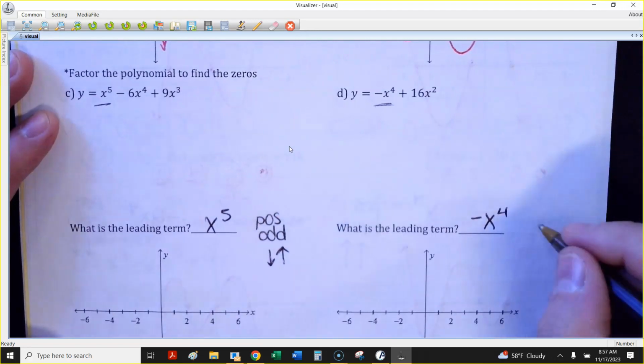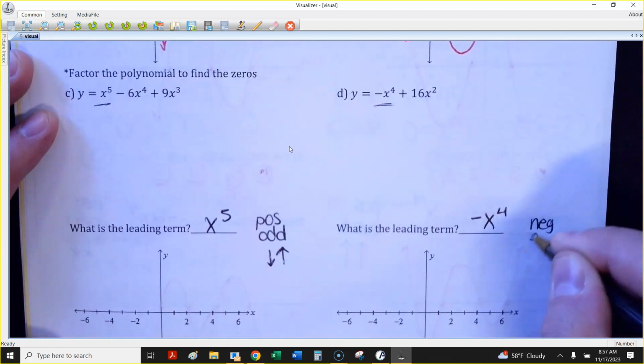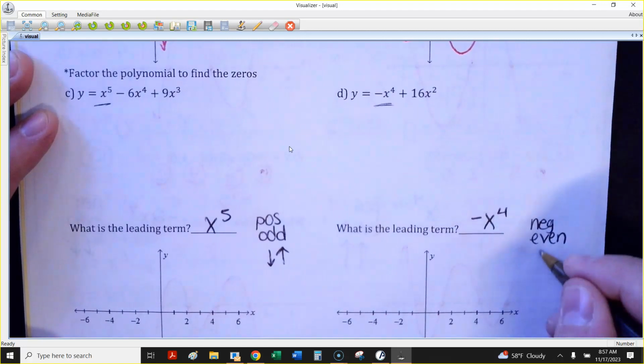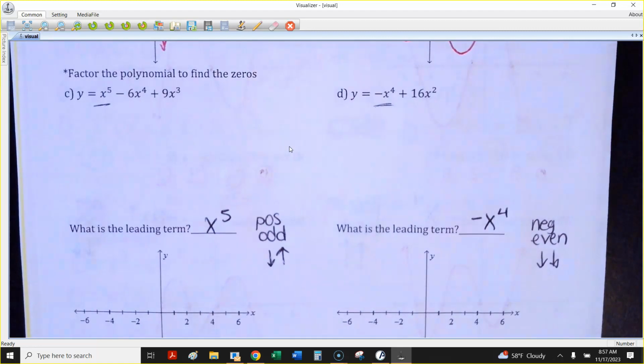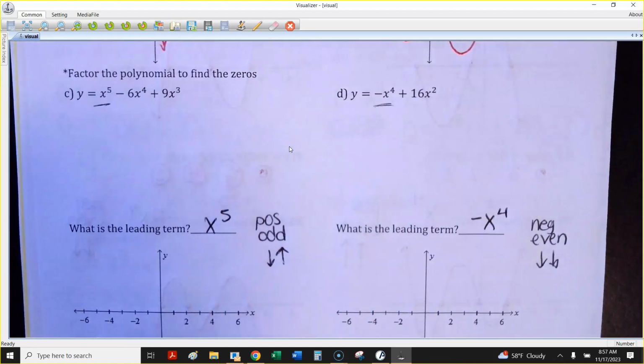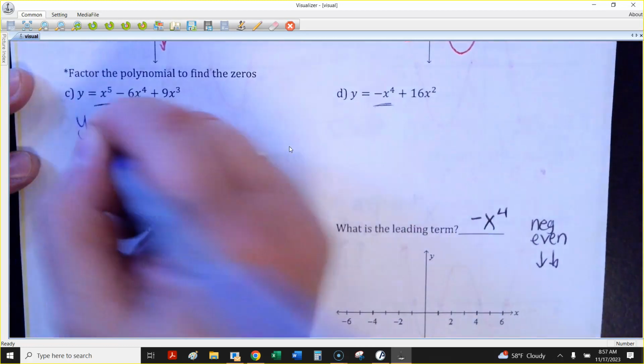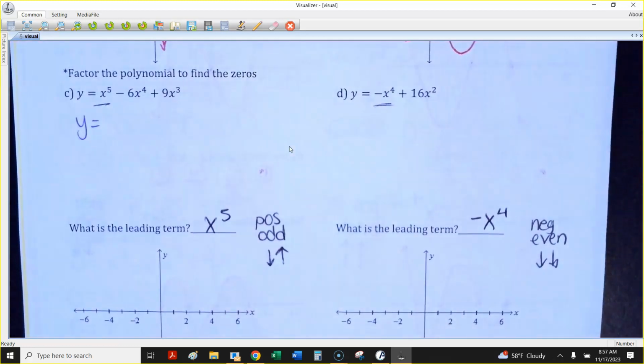This one is negative and even. So if it's ever even, they both go the same direction. So they're both going to go down. Odd goes opposite directions. Okay, now the problem with standard form is I can't see the zeros really easily like I can in factored form. So we're going to factor it so we can figure out what the zeros should be. All right, so if I'm looking at this lovely equation here, what do x to the 5th, -6x to the 4th, and 9x cubed all have in common?